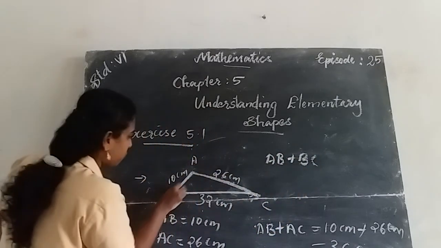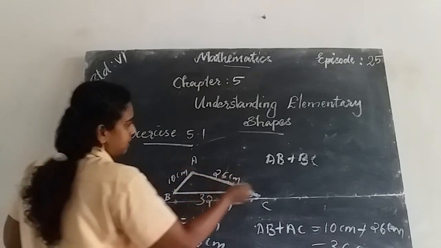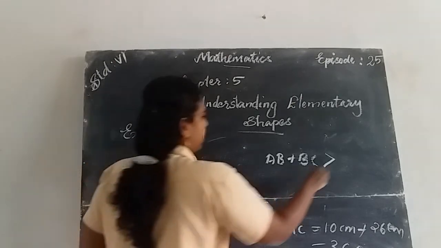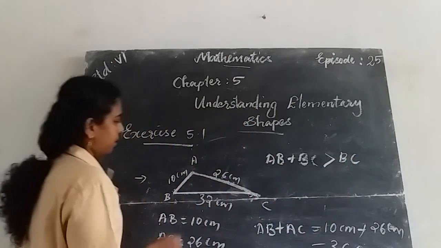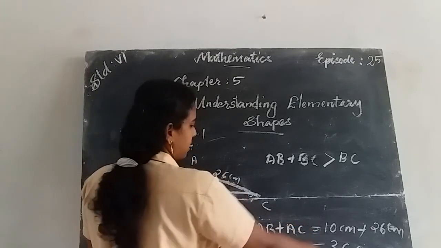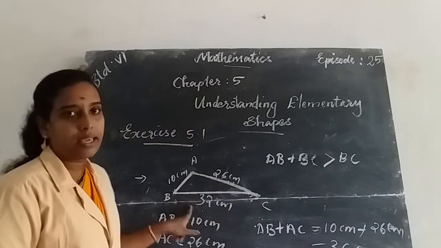We take the sum of these two sides, okay, AB plus AC, which is greater than the other side, that is BC. Okay, BC is 32 centimeter, and we get the sum of AB plus AC as 36 centimeter. So it is greater than the other side.